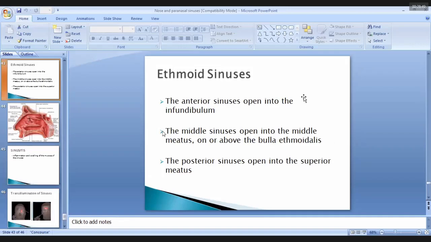These three sinuses open through their respective openings. The anterior ethmoidal sinuses open into the infundibulum and into the middle meatus. The middle ethmoidal sinuses open into the middle meatus on or above the bulla ethmoidalis, and the posterior ethmoidal sinuses open into the superior meatus.